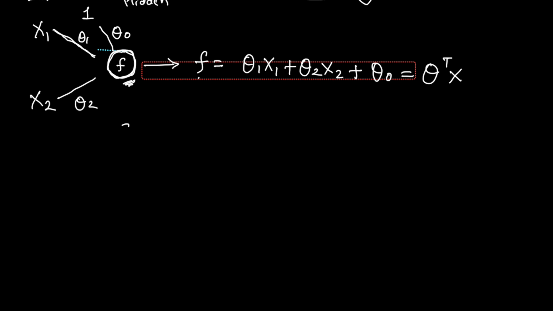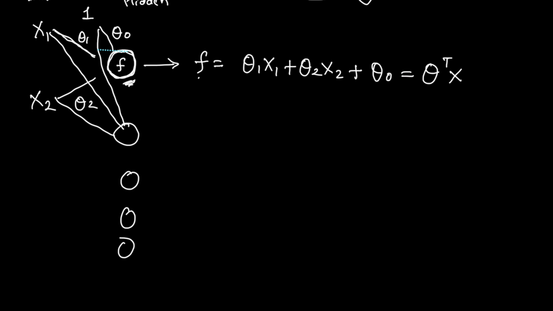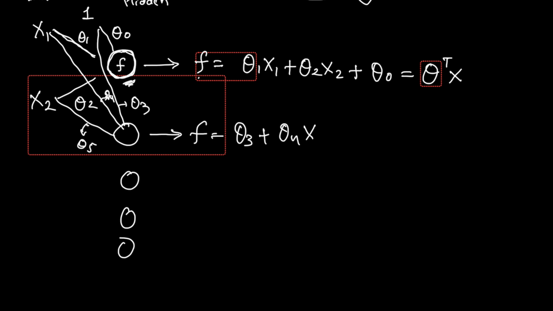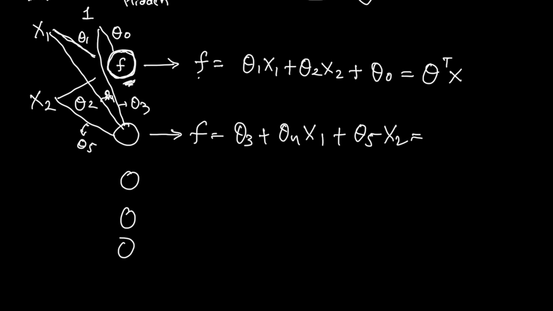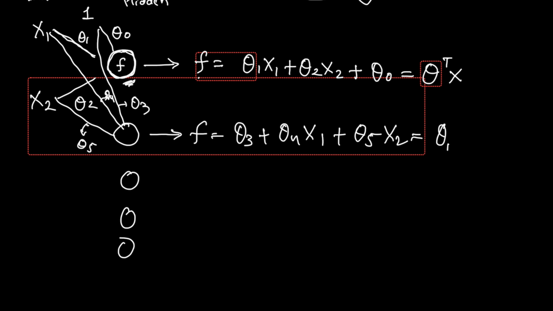So this is the first neuron. In the hidden layer we have several other neurons. This x1 will also go here, and this x2 will also go here, and the weights would be a little different. Let's say theta 3 for this edge, theta 4 for this edge, and theta 5 for this one. This would also give the same kind of thing: theta 3 plus theta 4 x1 plus theta 5 x2, another theta transpose x.